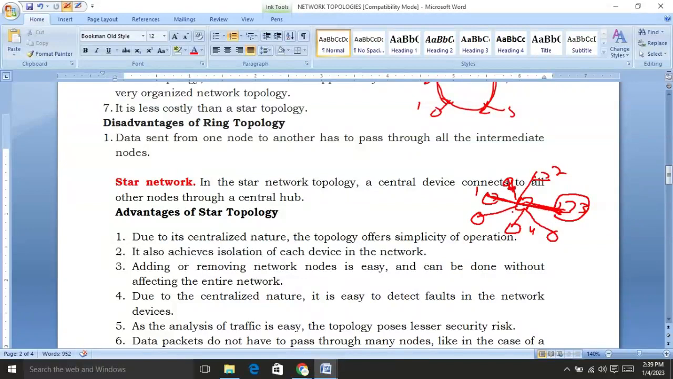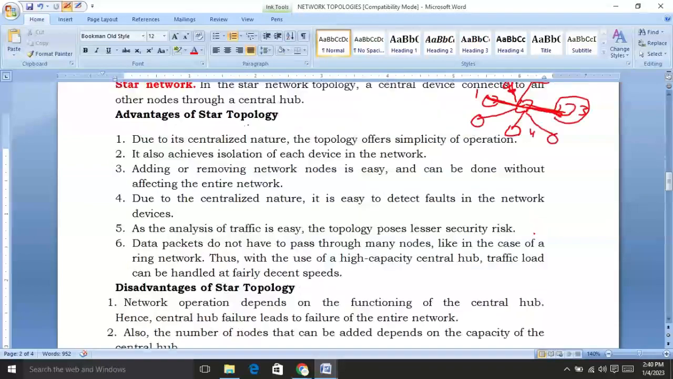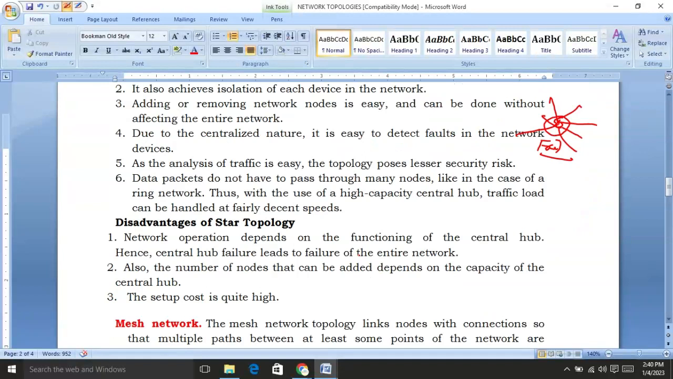But the major disadvantage of the star topology is that everything depends upon the central hub. Suppose the central hub fails, that means the central system or maybe the central server fails, the entire network fails. So this is the disadvantage of the star topology.